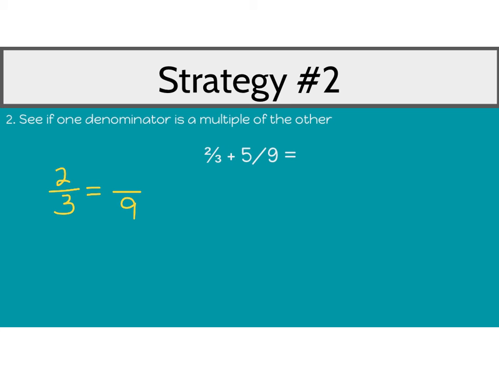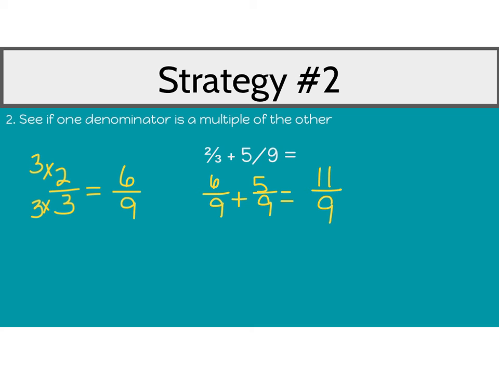So how do I go from 3 to 9? I multiply times 3, which means whatever we do to the bottom, we have to do to the top. So 2/3 is going to be equal to 6/9. So we're going to do 6/9 plus 5/9. And remember, we do not add our denominator, so that will stay the same. 6 plus 5 is 11.